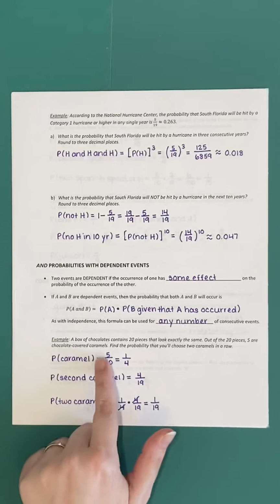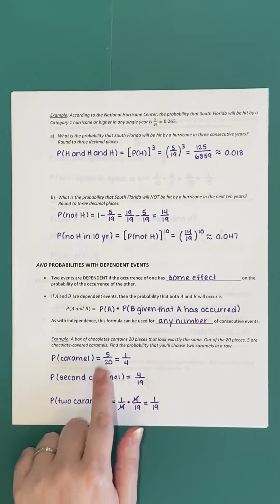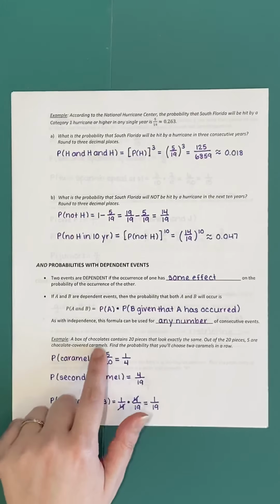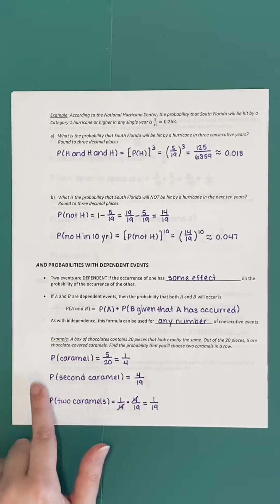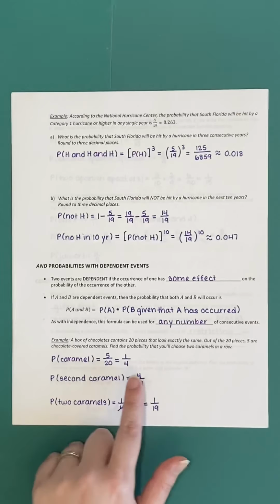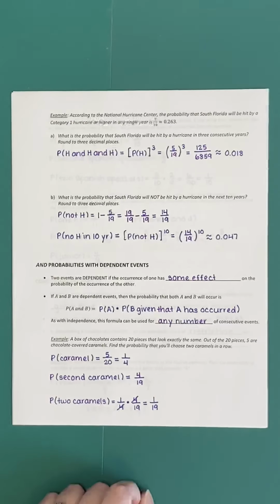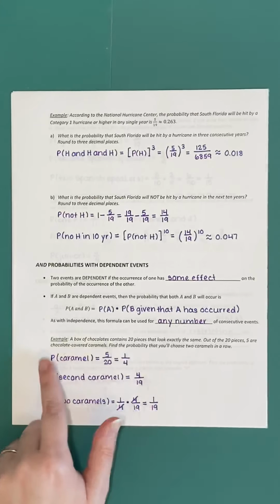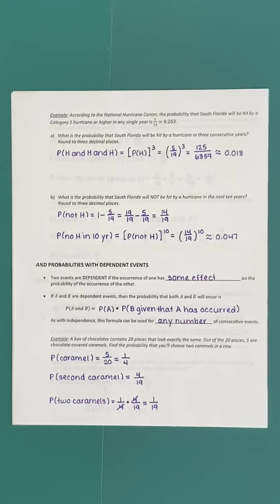So if we draw a caramel the first time, there were 5 caramels to draw from out of 20. So the probability of drawing a caramel the first time is going to be 5 out of 20, because there's 5 ways to do that, out of the 20 pieces of candy in the box. But for the second caramel, if we drew a caramel the first time, then there's only 4 left to draw from. If we didn't draw a caramel the first time, well, then there's still 5 left to choose from. So whether or not the first event occurs affects how likely the second event is to occur. The fact that we drew a caramel the first time makes the next caramel less likely than it would be otherwise.